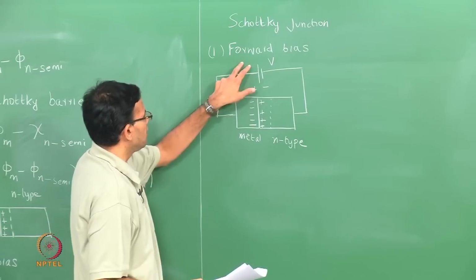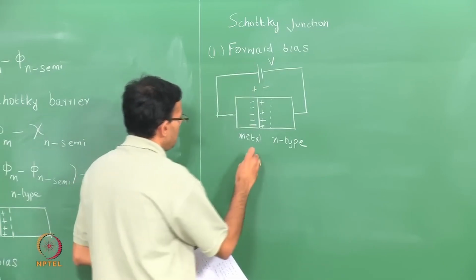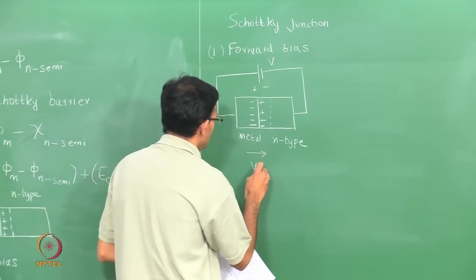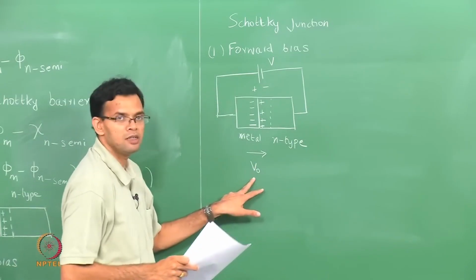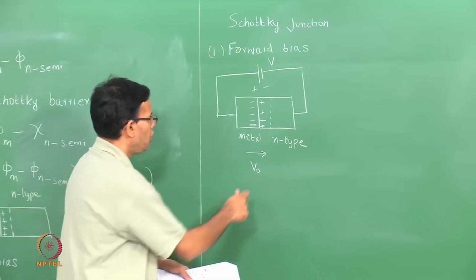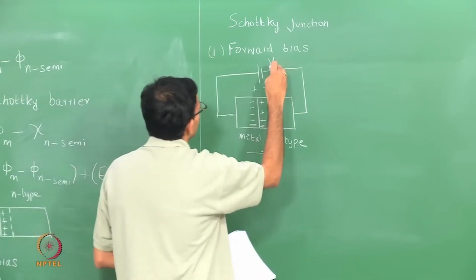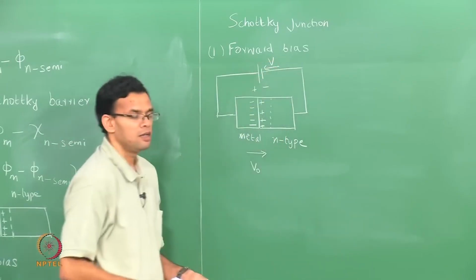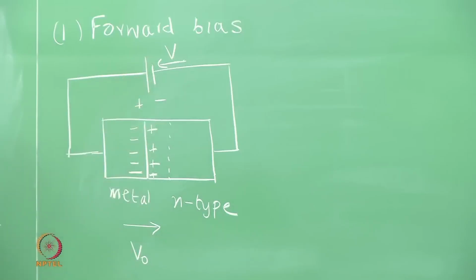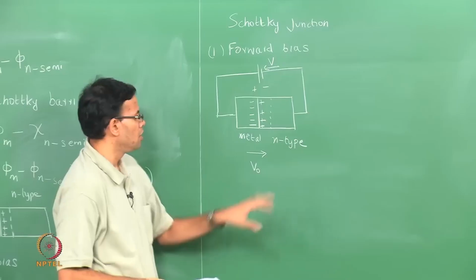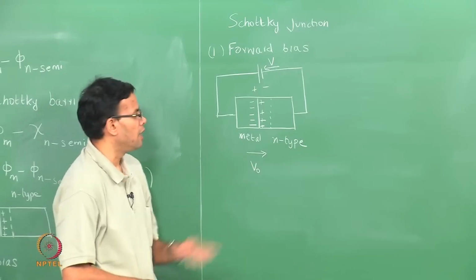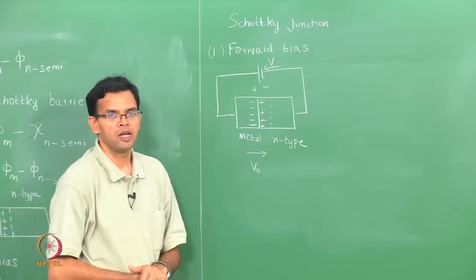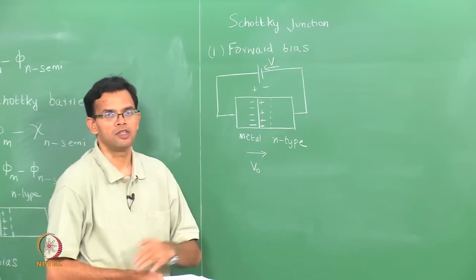If you look at the external potential, we find that that potential is opposite to the contact potential that is set up within the junction. So, V naught is the contact potential, V is the external potential, and V is opposite V naught. So, the effect of the external potential is to reduce the total contact potential at the interface, and we can show this in the band diagram by shifting the Fermi level of the semiconductor up.